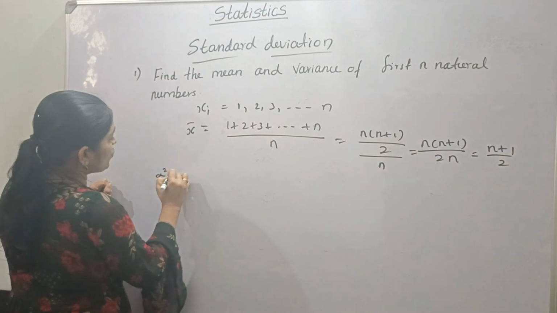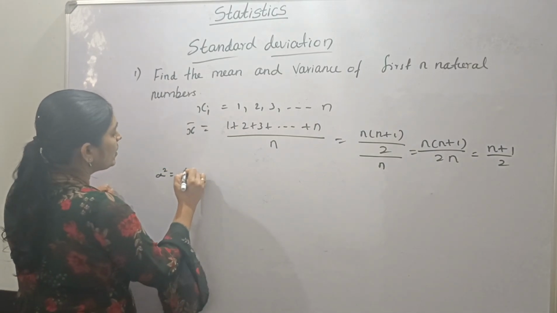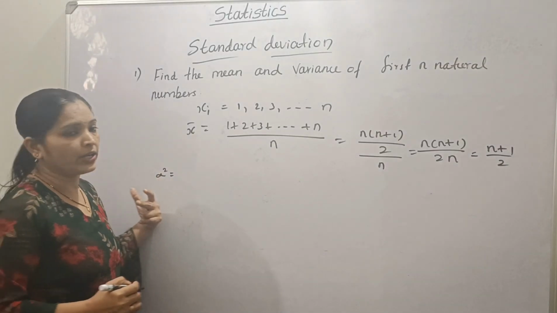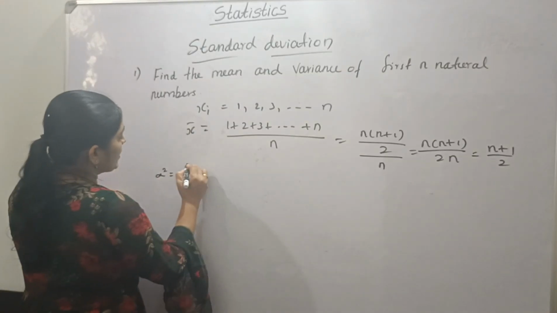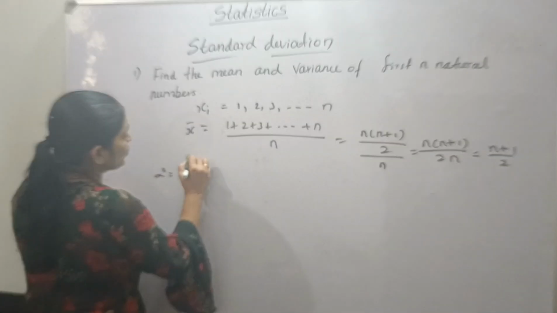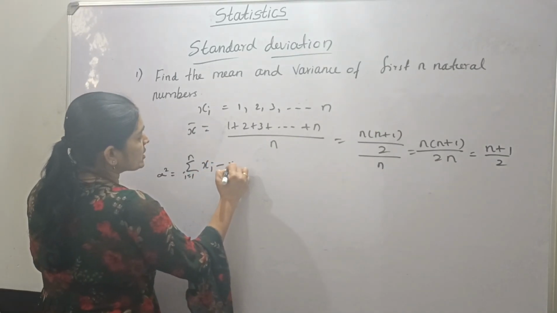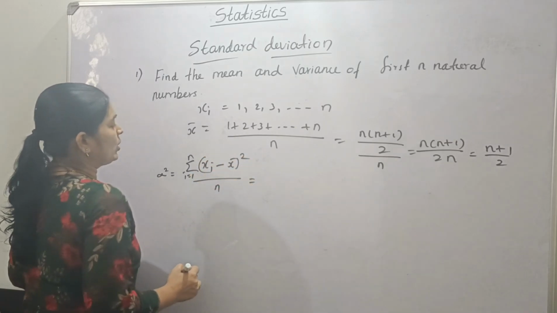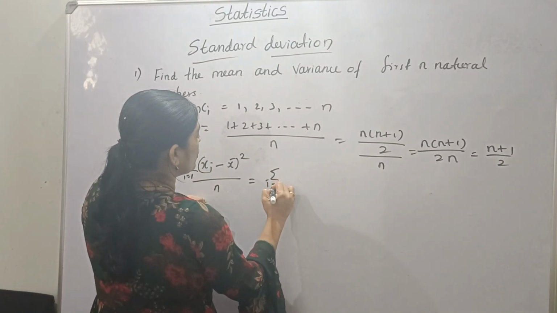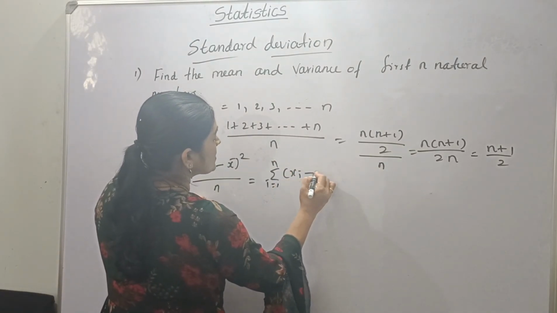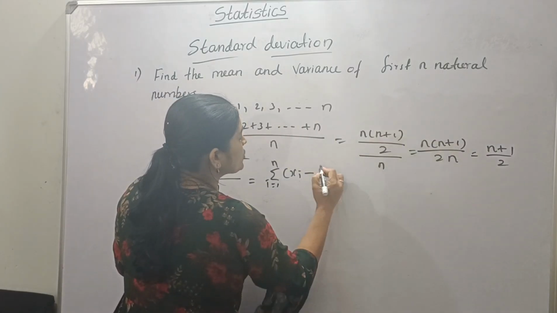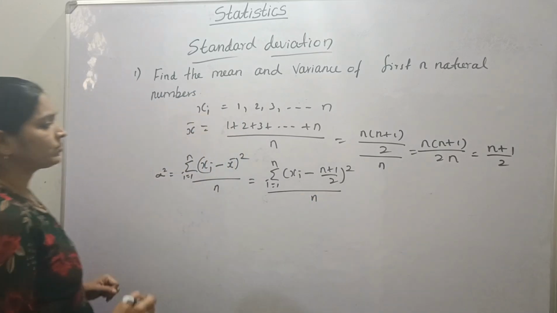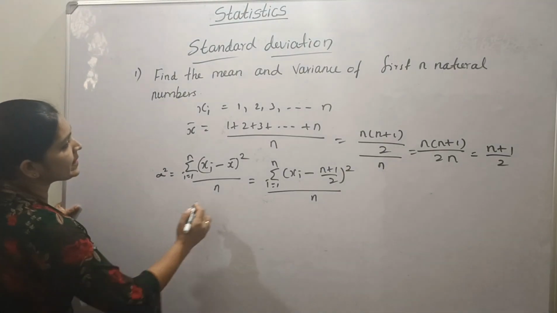So variance is sigma square, taking the square. We know the formula for standard deviation, and its square is the variance. So sigma square is equal to the sum from i equal to 1 to n of xi minus x bar whole square, divided by n, right. So that is equal to the sum from i equal to 1 to n of xi minus, so what is x bar? We have got n plus 1 by 2, whole square, divided by n.